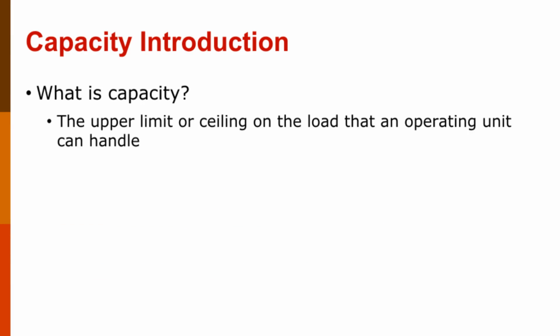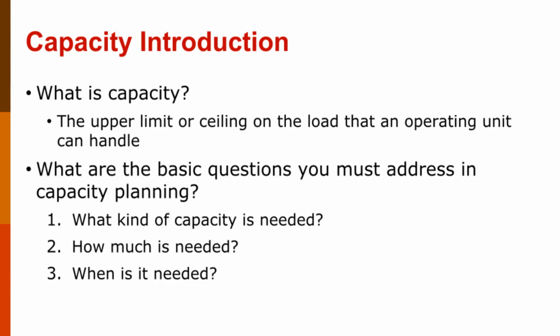What is capacity? One definition is the upper limit or ceiling on the load that an operating unit can handle. Operating unit can mean a machine, department, or any group on which it makes sense to measure the output it is capable of producing. When planning around capacity, there are three very basic questions that you must address.